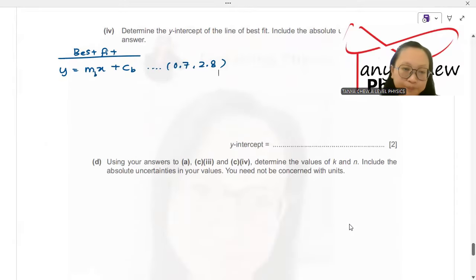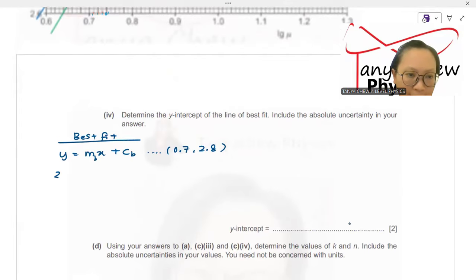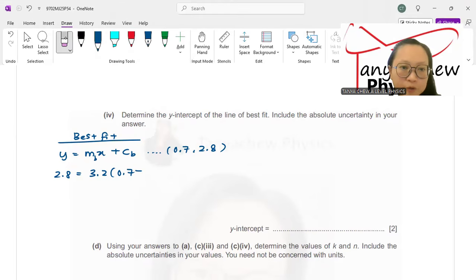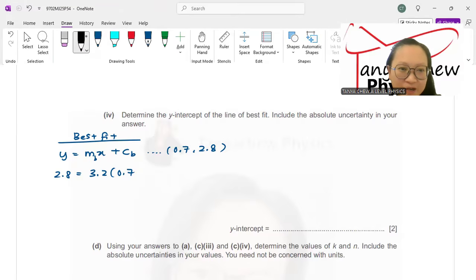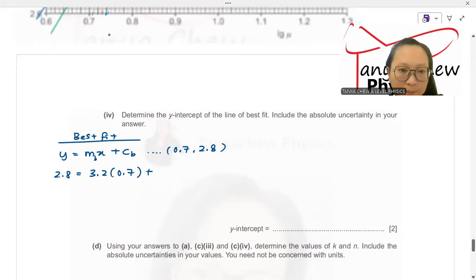Now I get a value, and this is 2.8. My gradient of best fit is 3.2, and x is 0.7. Let me put a bracket here, 0.7. This is blue, so I'm going to stick to blue. Plus the y-intercept of the best fit. The y-intercept of the best fit will be 2.8 minus 3.2 times 0.7, and I got 0.56.